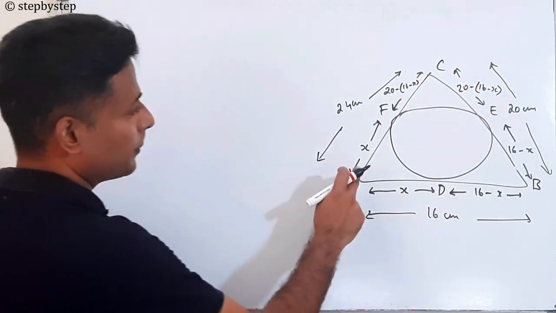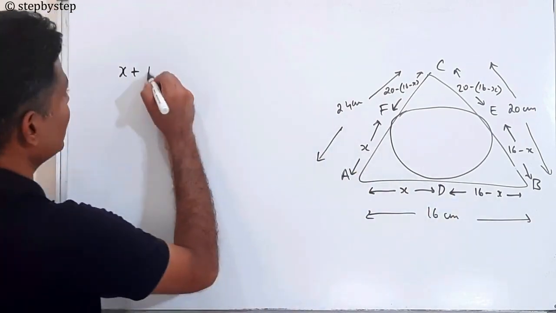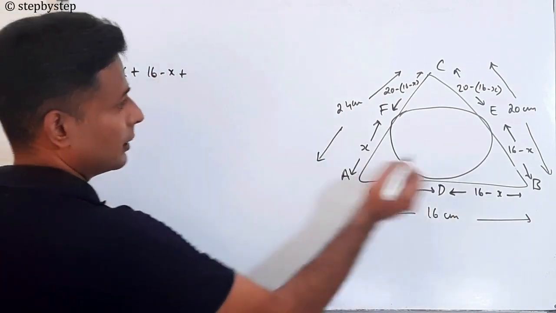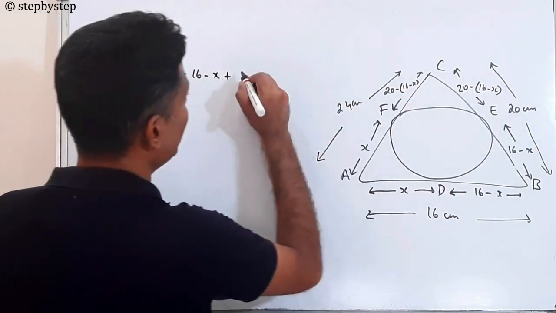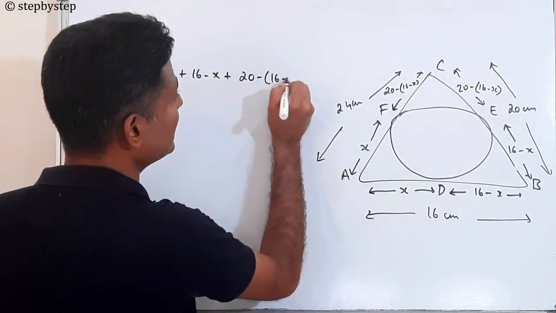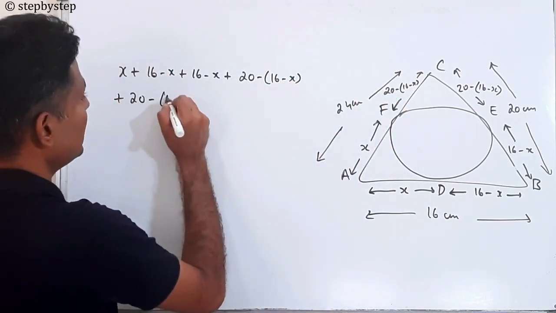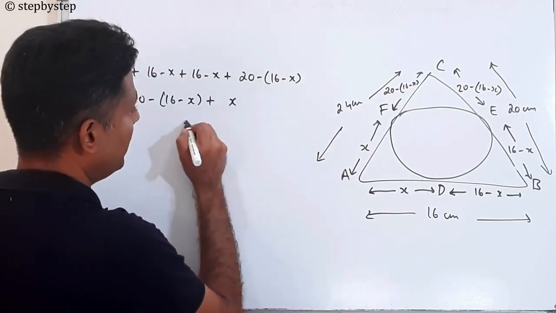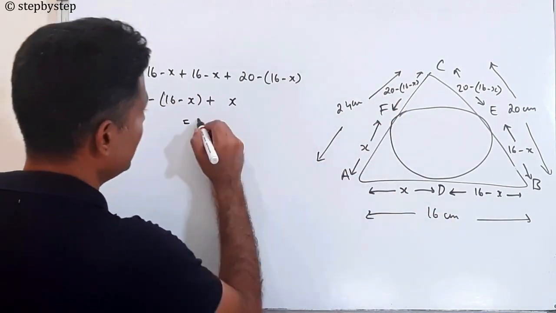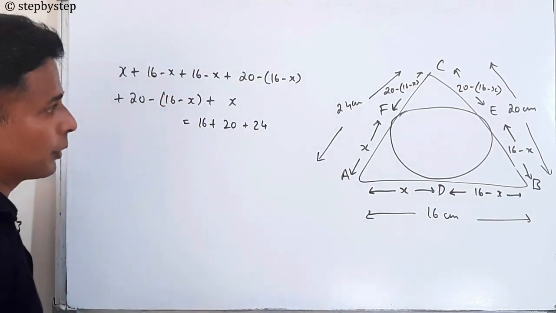Now what do we have? X plus 16 minus X plus 16 minus X plus 20 minus (16 minus X) plus again 20 minus (16 minus X) plus X will be equal to the sum of three sides, that is 16 plus 20 plus 24.